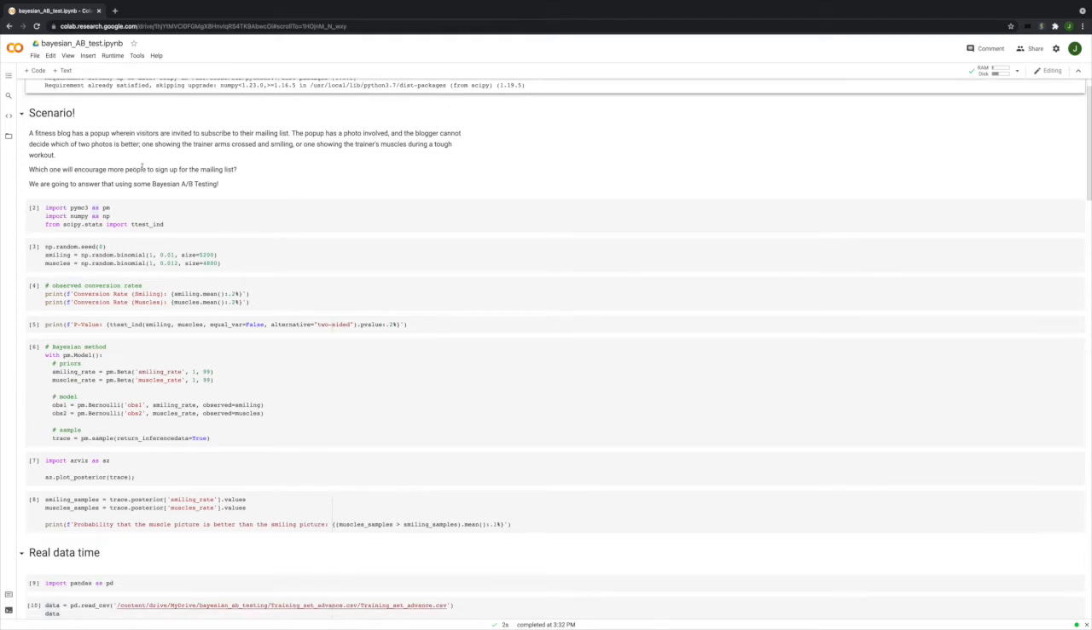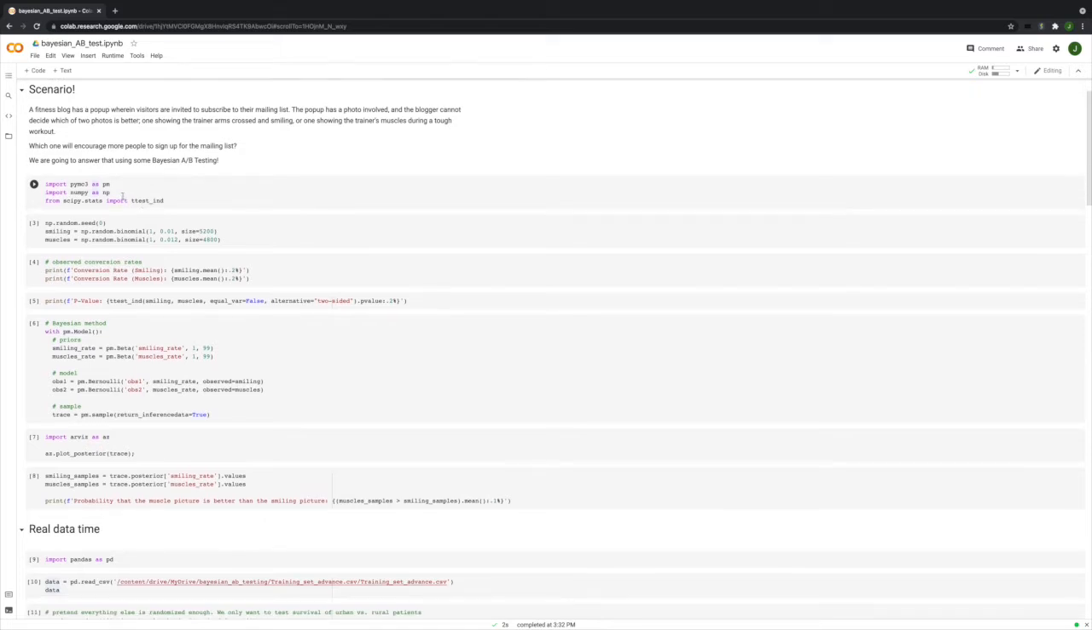We'll be using PyMC3 for our Bayesian sampling. We'll need NumPy, and of course we're going to use this t-test, this two-sample t-test function from SciPy for traditional hypothesis testing. Again, our scenario is we've got a fitness blog that's got a pop-up trying to get people to sign up for the mailing list.